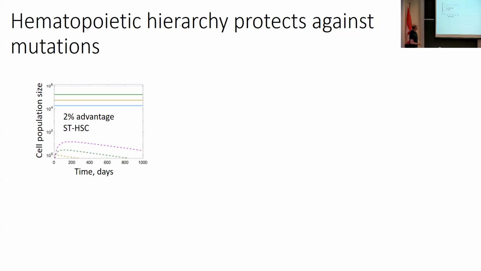So here we have the simulation that we had before, 2% advantage. We're going to consider the short-term stem cell as an example now, where we have the 6% advantage barrier. So this is what we had before. You take a mutant with a 2% advantage into the short-term stem cells, they will go extinct. Okay, that's the invasion barrier.